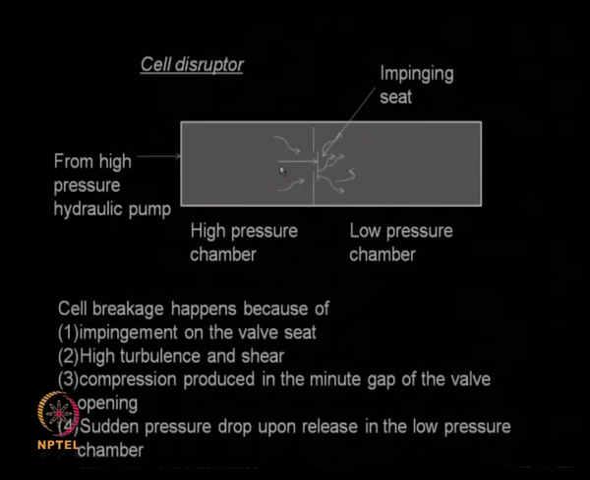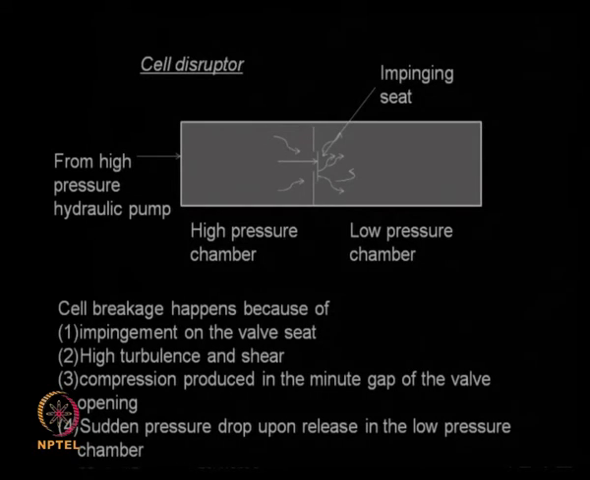Impingement on the valve seat, so the cells hit the valve seat, high turbulence and shear created in this nozzle region, compression produced because the slurry has to enter and flow through the small nozzle, and sudden pressure drop. You have high pressure, you have a low pressure, so sudden pressure drop. So all these add up to break the cells, that means damage the cells. So the cell walls break and the intracellular products are released.